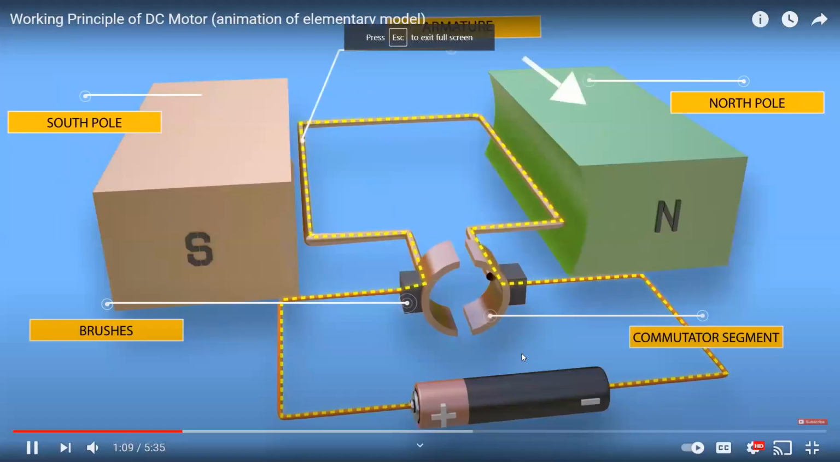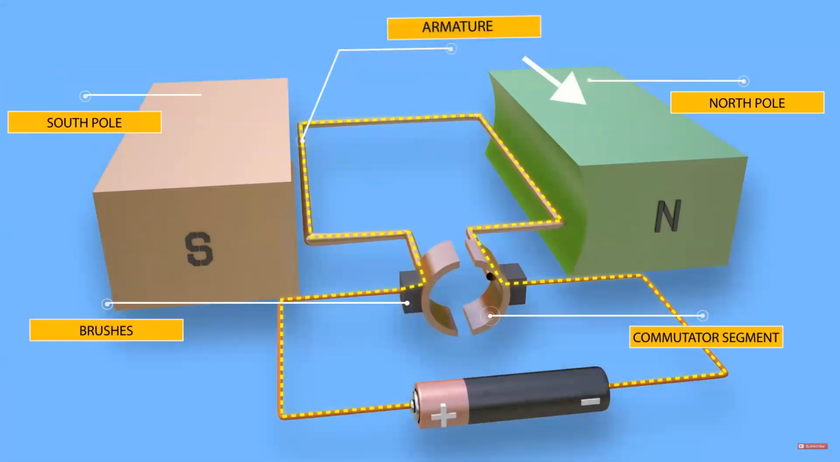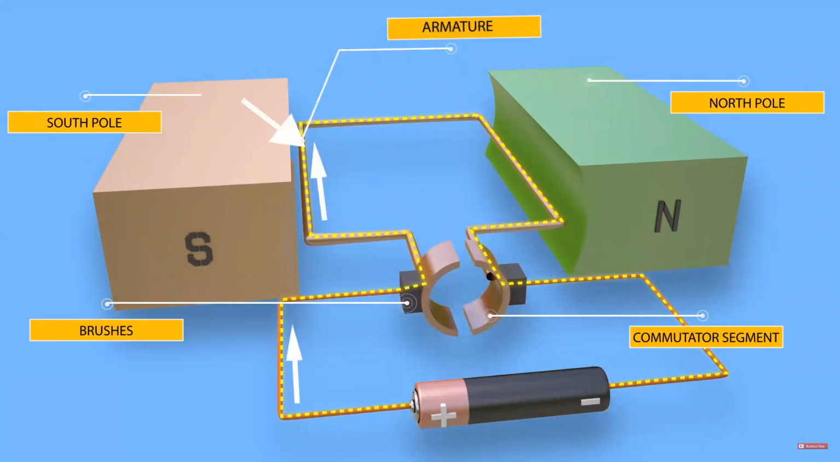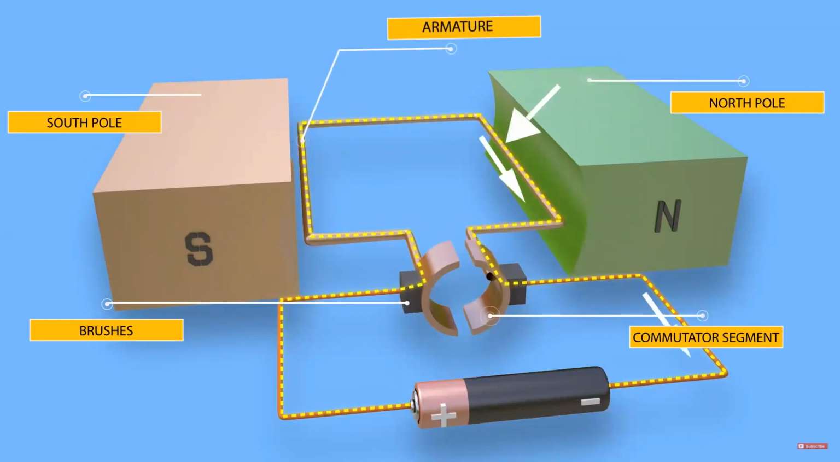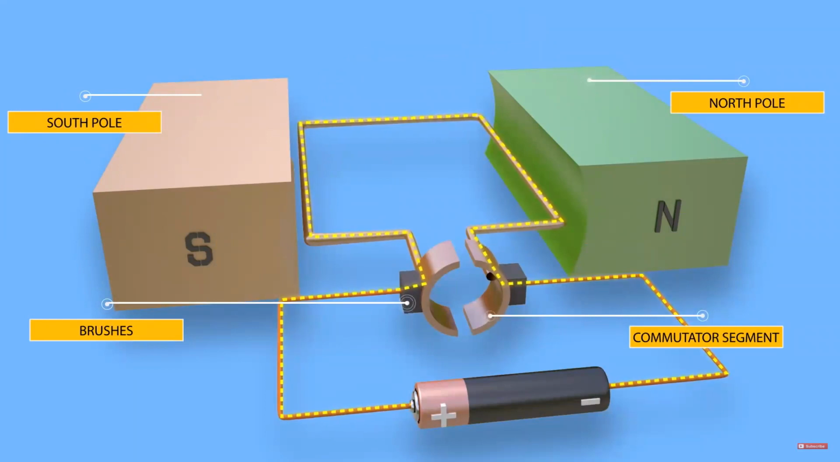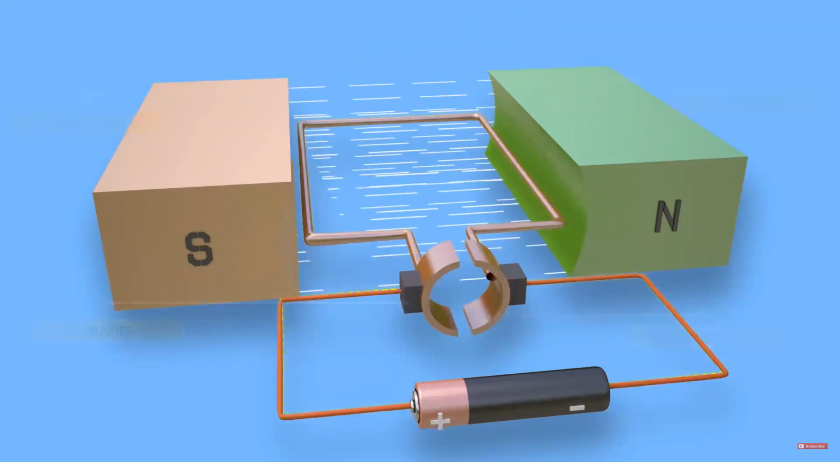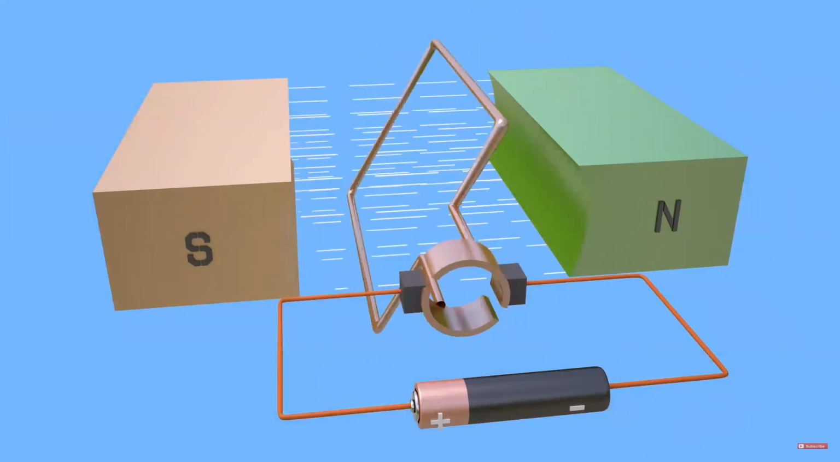The north pole is placed near the left side and the south pole near the right side of the turn. Current in the left side flows inward, and current in the right side flows outward. As we see, the conductors are carrying current and are placed in a magnetic field. Both of them experience a mechanical force acting on them.